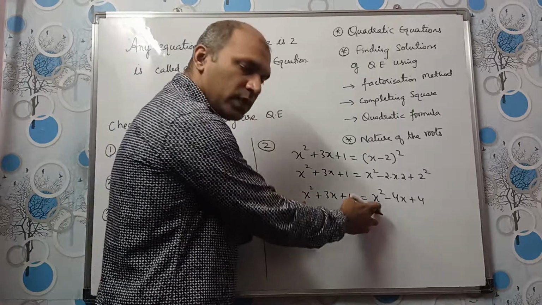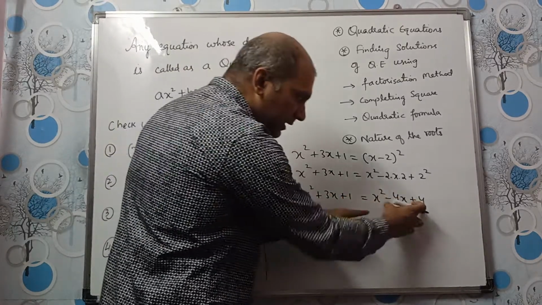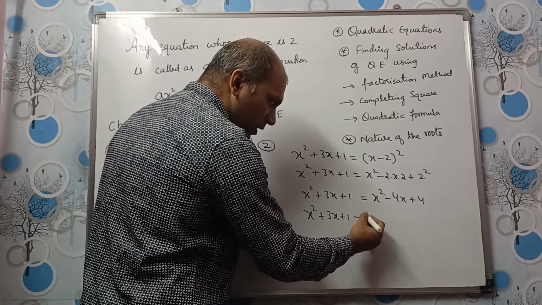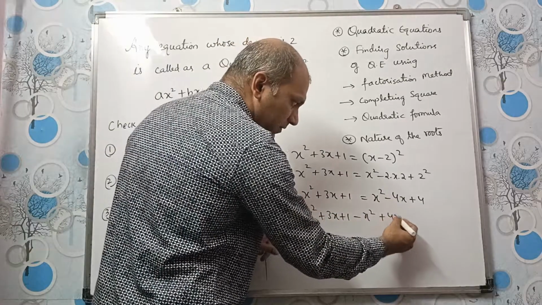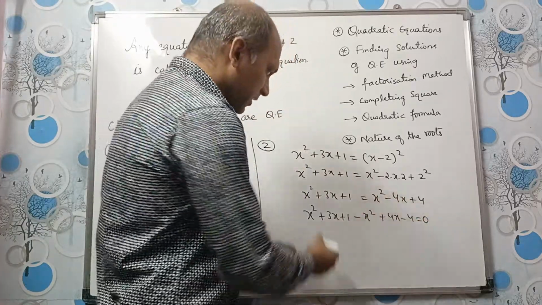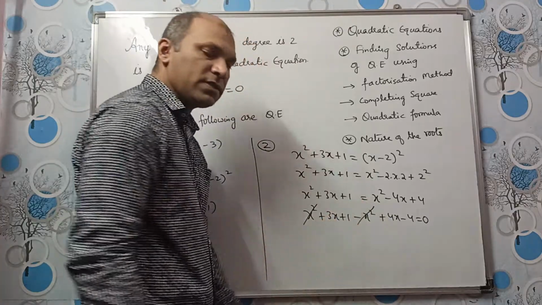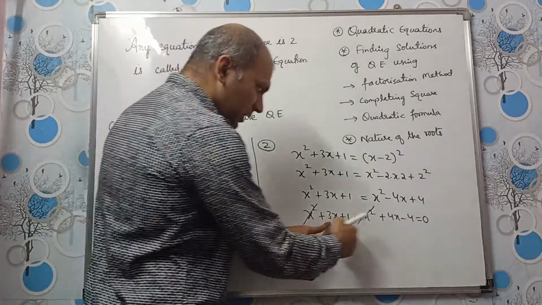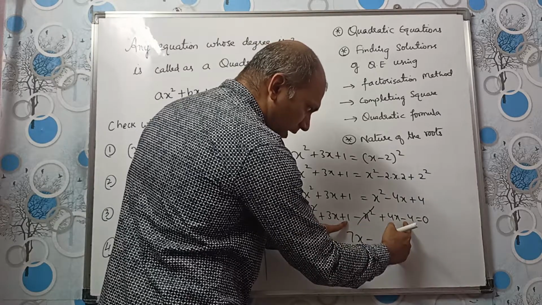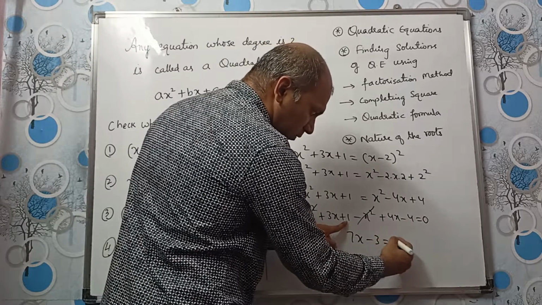This x square will get cancelled, right? Or send these three terms to the LHS. x square plus 3x plus 1 minus x square plus 4x minus 4. Okay, all these terms will change sign. See here, x square minus x square is 0, right? So 3x and 4x, 7x plus 1 minus 4, minus 3, equal to 0.